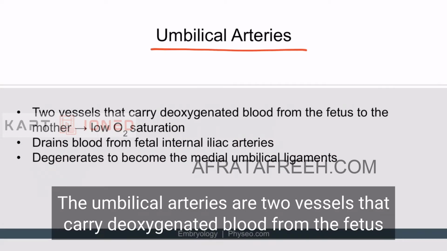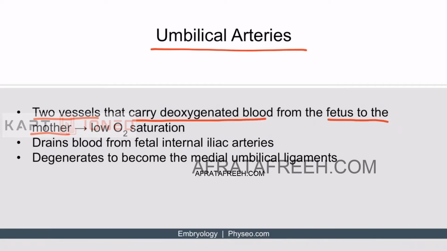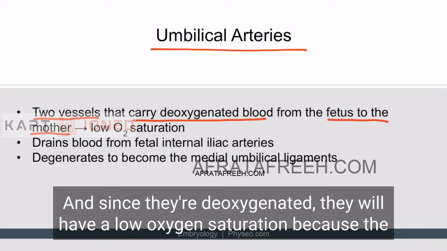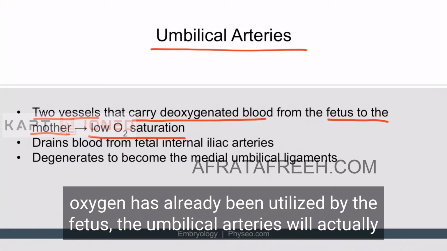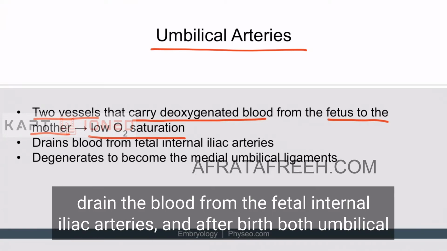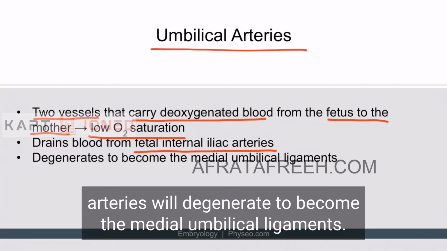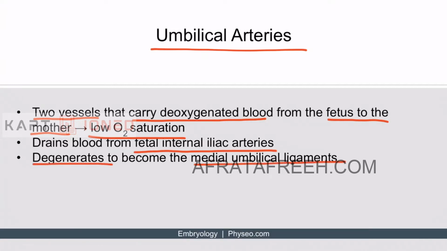The umbilical arteries are two vessels that carry deoxygenated blood from the fetus to the mother. And since they're deoxygenated, they will have a low oxygen saturation, because the oxygen has already been utilized by the fetus. The umbilical arteries will actually drain the blood from the fetal internal iliac arteries. And after birth, both umbilical arteries will degenerate to become the medial umbilical ligaments.